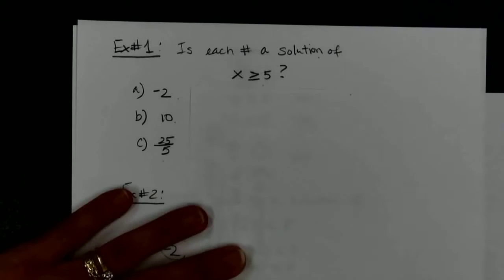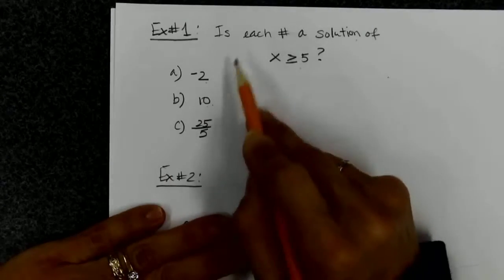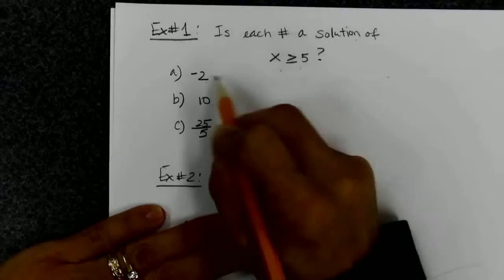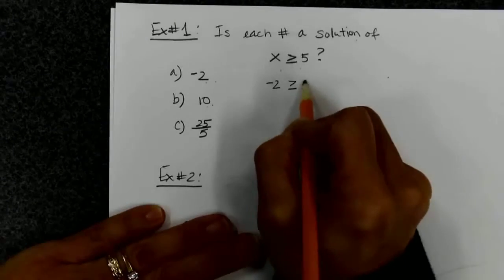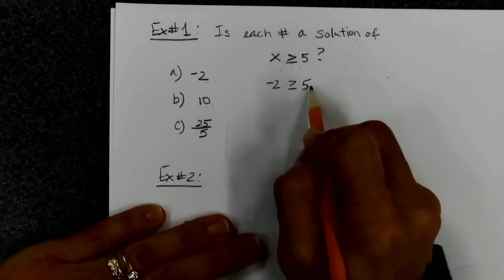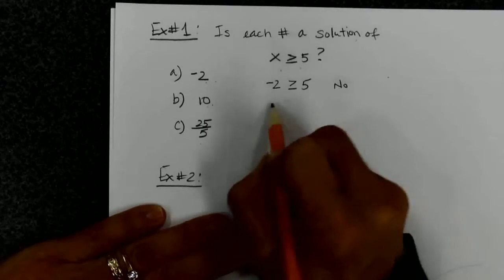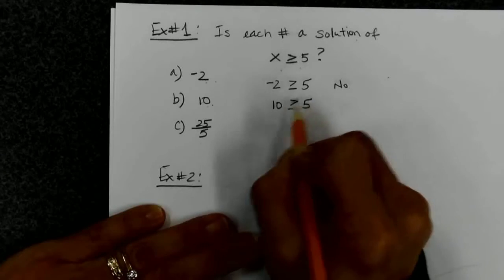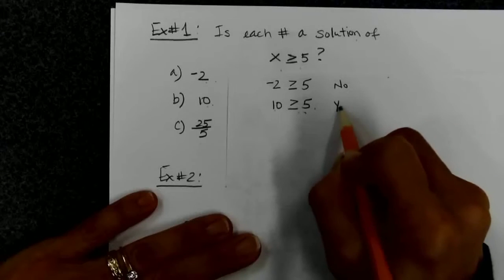Okay, so here are the examples. Example number 1: I want to know, is each of these numbers a solution to this inequality? What you do is plug in the numbers for x, so -2. Is that number greater than or equal to 5? Well, it's not greater than or equal to, so -2 is not a solution, so no. Now do the same thing for 10. Is 10 greater than or equal to 5? Well, 10 is greater than or equal to 5, so it makes this statement true, so 10 is a yes.